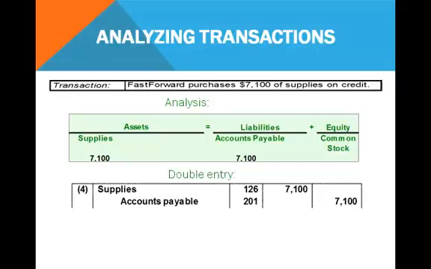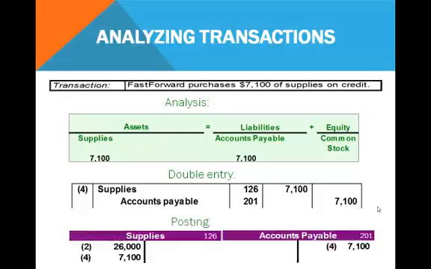So we're getting kind of used to this increasing assets thing. So here's our debit to the supplies account. That's an asset account. We increase it with a debit, so our debit is $7,100. We also have to increase the liability account, accounts payable. We do that with a credit. Notice that liabilities are on the right side, or the credit side, of the equal sign. That helps us remember that if we're going to increase a liability, we're going to do it with a credit.